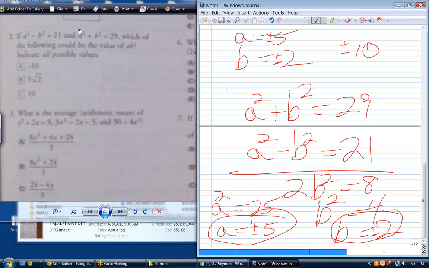I would have sworn when I looked at this question that it was going to involve knowing what a plus b quantity squared was, because usually they want you to know that.